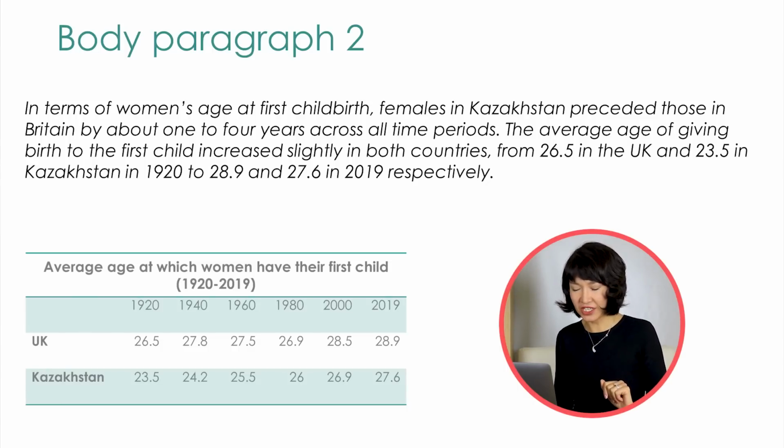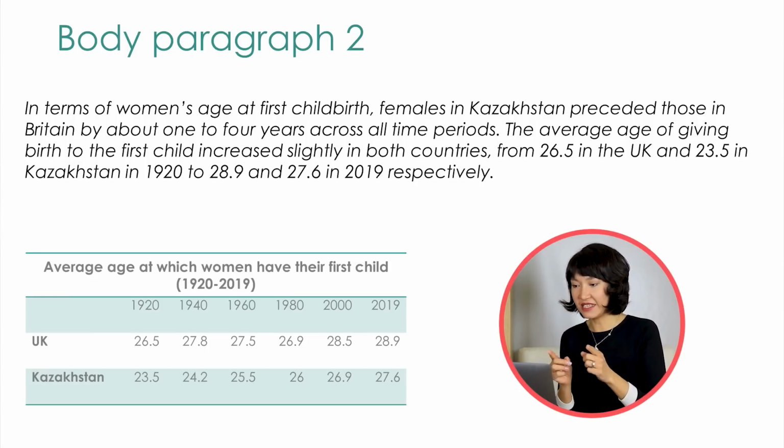In terms of women's age at first childbirth, females in Kazakhstan preceded those in Britain by about 1 to 4 years across all time periods. The average age of giving birth to the first child increased slightly in both countries, from 26.5 in the UK and 23 in Kazakhstan in 1920 to 28.9 and 27.6 in 2019, respectively. And this is the second body paragraph.